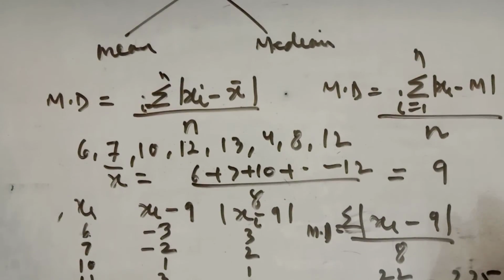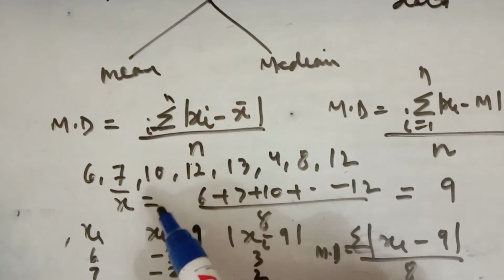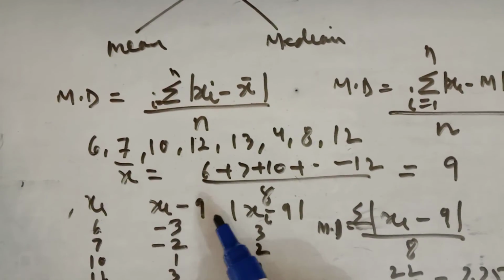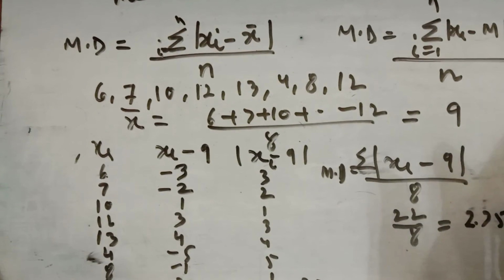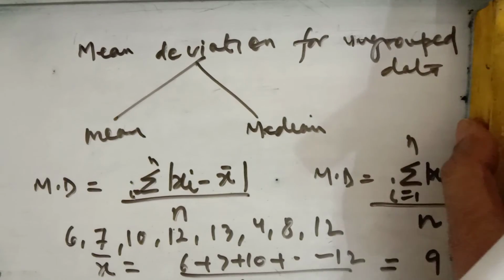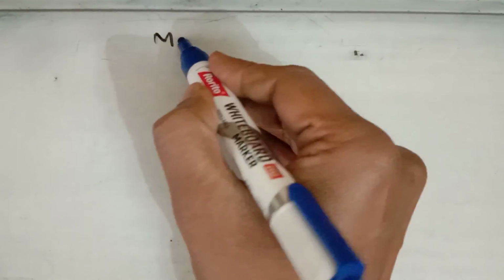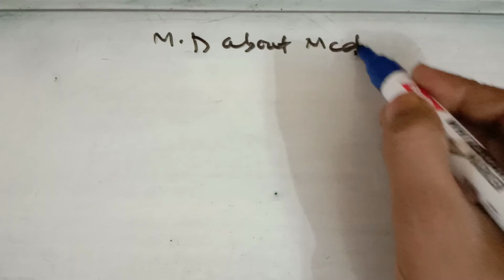Simply, you have to find the mean of the data, then subtract the mean from the individual data, find the modulus of it, find the sum of it, and divide it by the number of observations. You'll get the mean deviation about the mean for the ungrouped data. Similarly, you can easily find the mean deviation about the median for the ungrouped data.